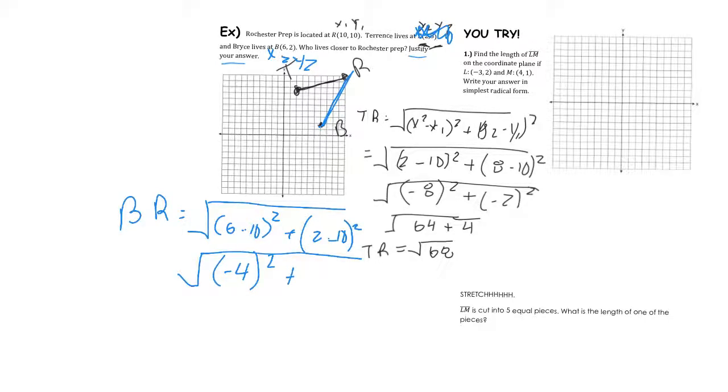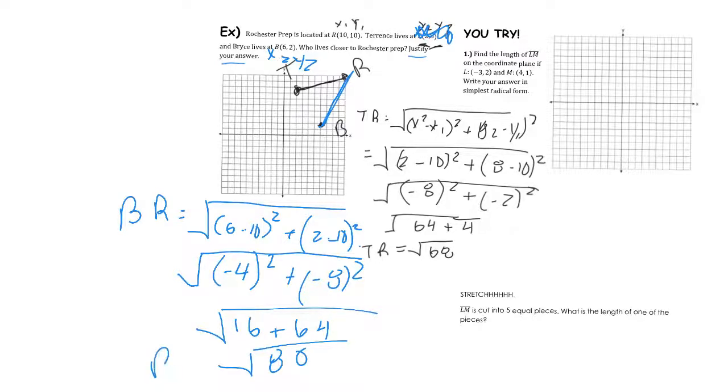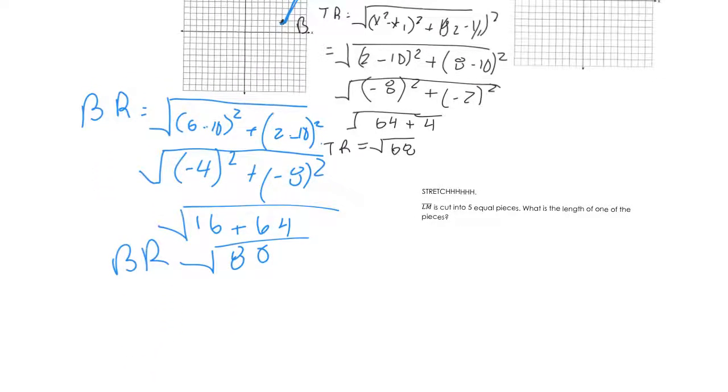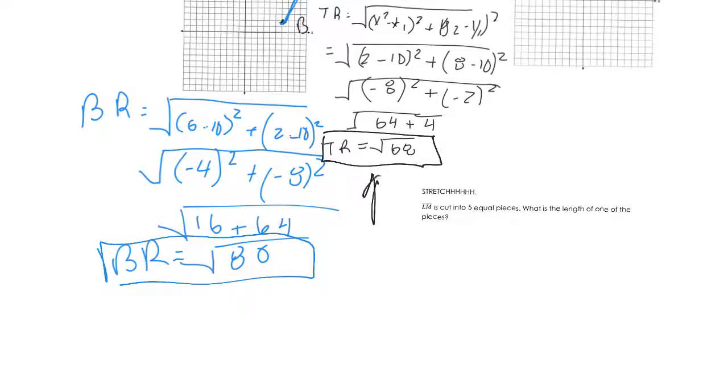Don't forget the square root sign. 2 minus 10 is negative 8 squared. So 4 squared is 16. 8 squared is 64. 16 plus 64 is 80. Don't forget your square root signs. We haven't taken the square root of anything. So I didn't simplify because I think it's easier to compare like this. Because if I look, Bryce to Rochester Prep is square root of 80. Terrence to Rochester Prep is square root of 68. So who's closer? Terrence lives closer.